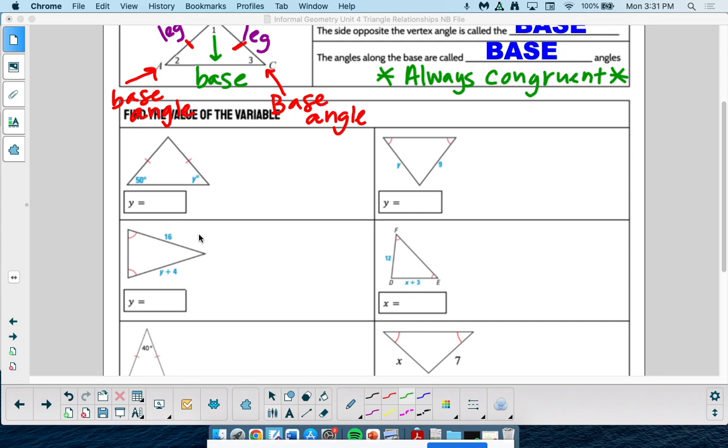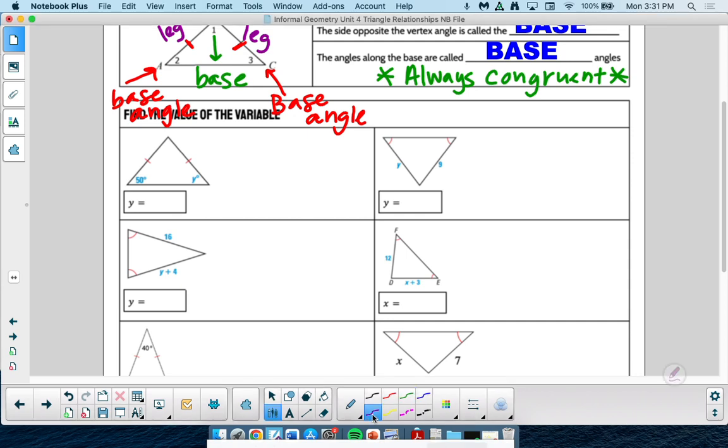It says find the value of the variable. On this one here, we're looking for y. Can we agree that these two angles are my base angles? So they have to be the same. So if this one is 50, then I know y also has to be 50. And if it helps you figure out which one's your base angle, connect them to your legs. Your legs will always have those tick marks. So I know that these are my base angles. They're equal.